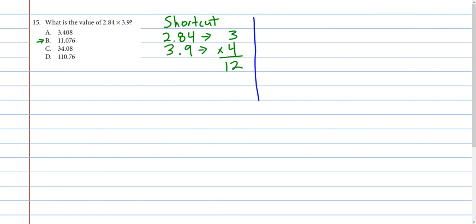But if we don't like that, let's look at the longer version. We can do the full version of just multiplying them out. So we get 2.84 times 3.9. And we multiply that out. 9 times 4, we get 36. Carry the 3. 9 times 8, we get 72, plus 3 would give us 75. Carry the 7. 9 times 2 would be 18. 18 plus 7, we'd get 25.